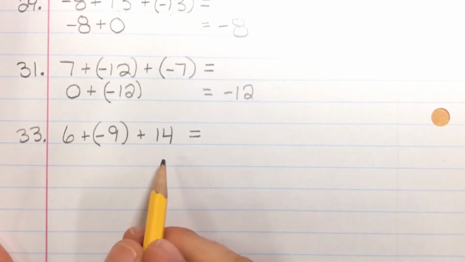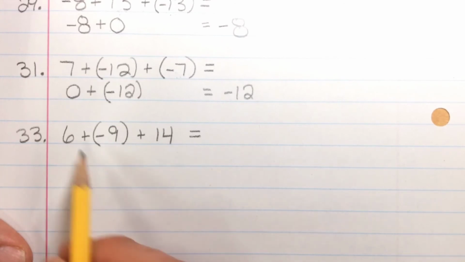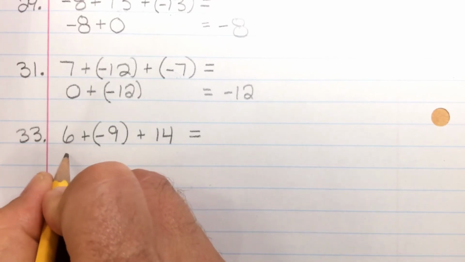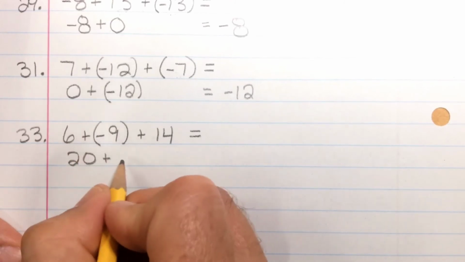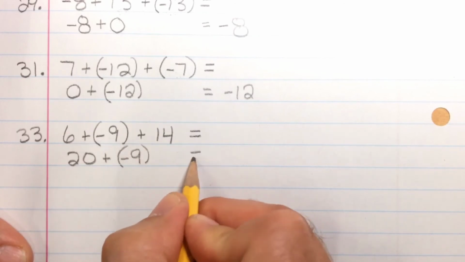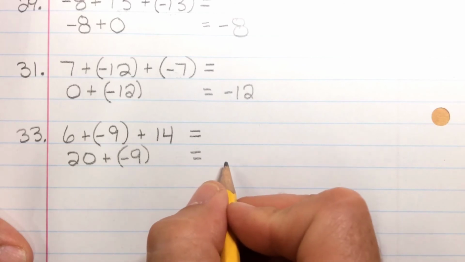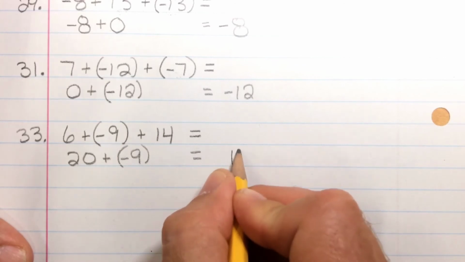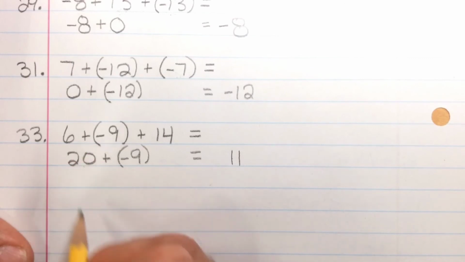This one doesn't have opposites I can add together, but I'd actually like to put the positives together first. 6 plus 14 is 20, plus negative 9. Well, now I've got different signs, a positive and a negative, so I subtract. And I keep it positive because 20 has a larger absolute value than negative 9, so positive 11.